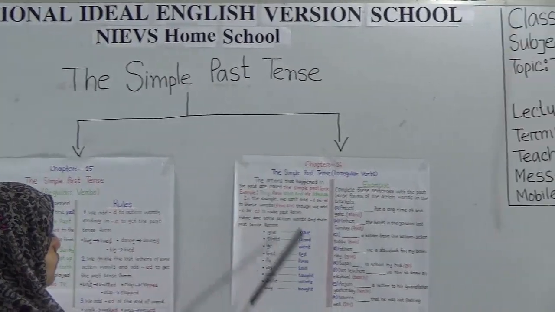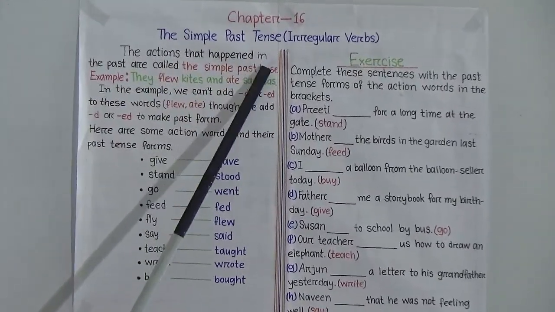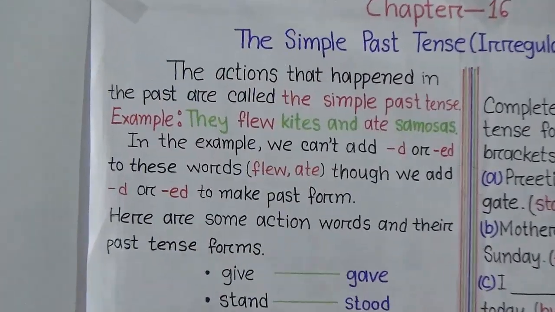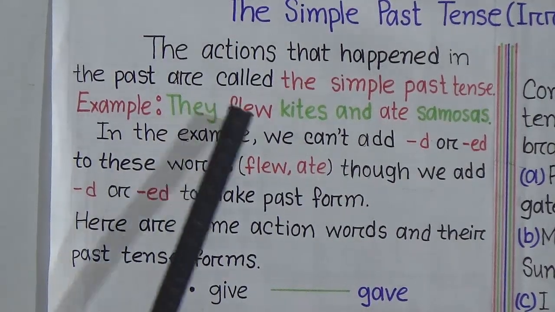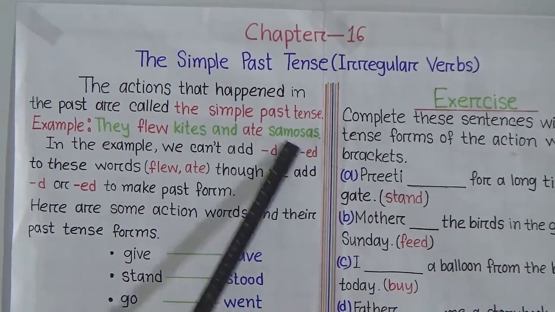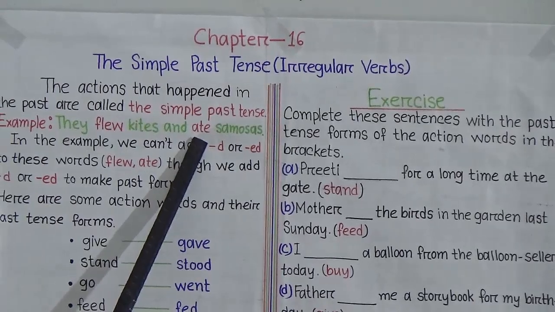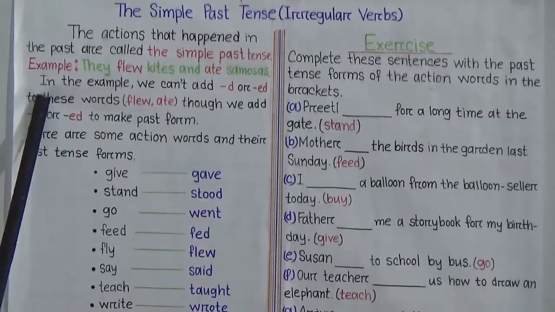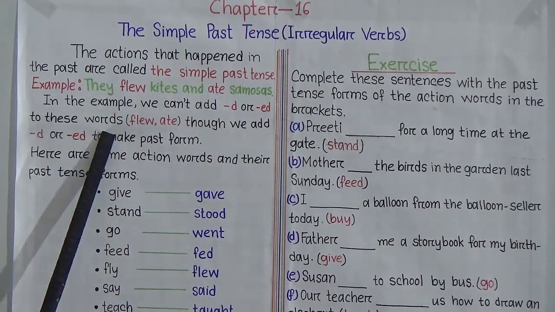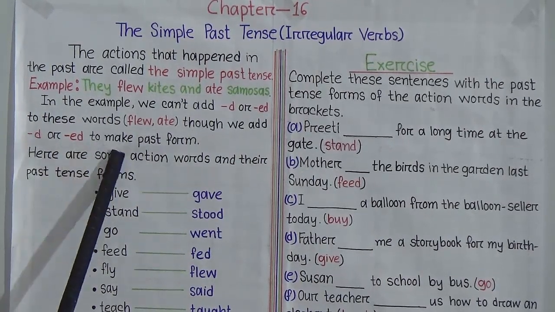So first we have to know what the simple past tense is. The actions that happen in the past are called the simple past tense. For example, we can say they flew kites and ate samosas. Look here, flew and ate. They indicate the past tense. In the example, we can't add d or ed to these words, flew and ate, though we add d or ed to make the past form.